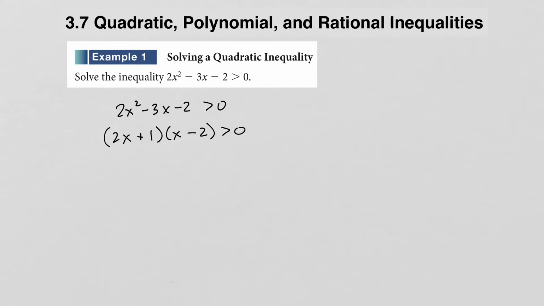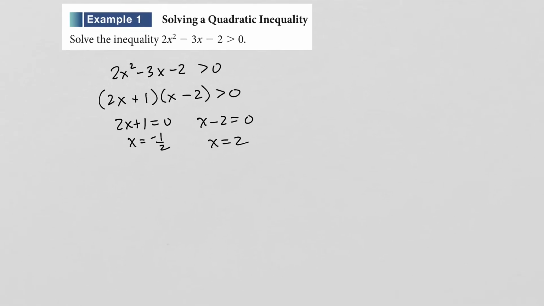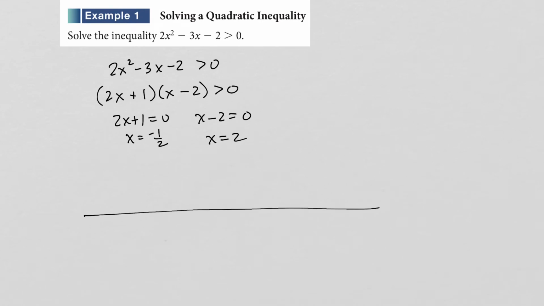Okay, so let's do the problem again, but let's use a slightly different method. So here I have the original problem, and then I factored it just like we did before. And then we will set each factor equal to 0. This is an indispensable part of solving the problem. We have to get these two numbers. And then I'm going to make a number line with those two numbers on the number line, like we did before.